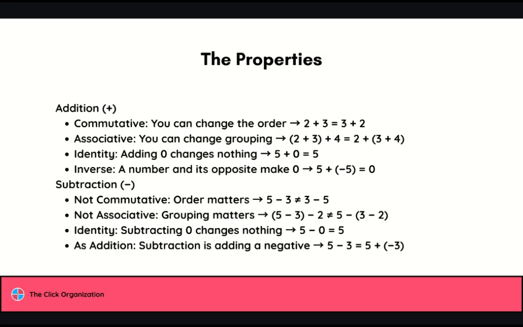Subtraction is a little bit different. It's not commutative nor associative. The identity element for subtraction is also 0, and also as addition, subtraction is adding a negative. So it basically means when you sum a number with its opposite, it's the same as subtracting those two. These are the properties of addition and subtraction. Now let's move on.